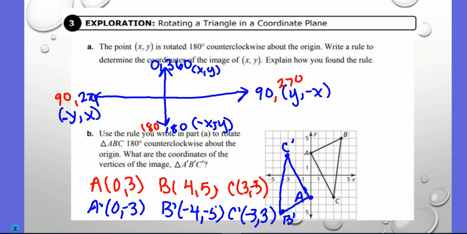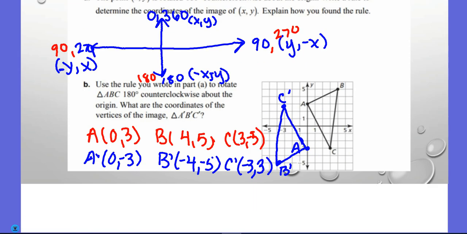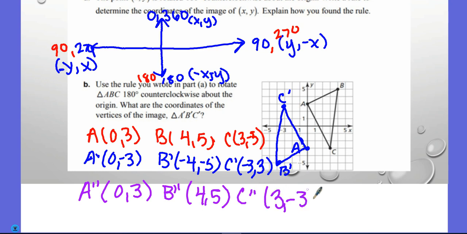And I'm going to put it all on the same coordinate plane as the last one. So I'm going to take the primes and then do the double primes, and the rule says to just take the opposites for 180 degrees counterclockwise. If you notice, it's exactly what I thought it was going to be. It's the original. So there's your A double prime, B double prime, and C double prime. The only thing that happened is it ended up right back at the original picture. We ended up back on top of itself. So that's why I told you it doesn't matter whether you rotate clockwise or counterclockwise when it comes to 180 degrees, because the rules are the same for both directions.